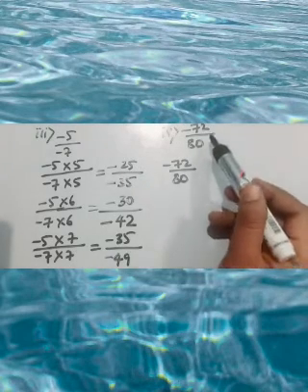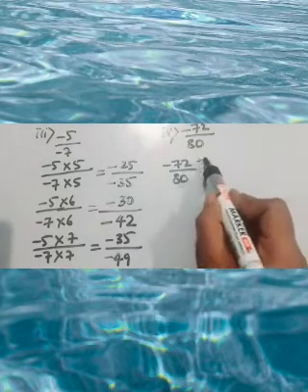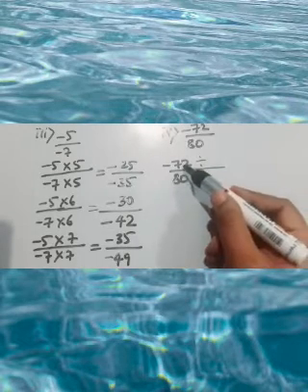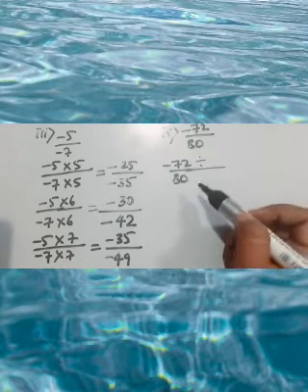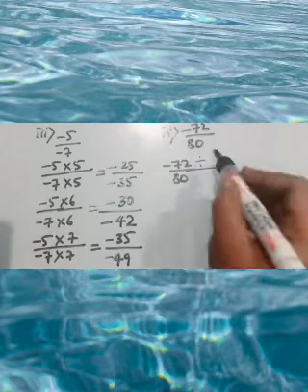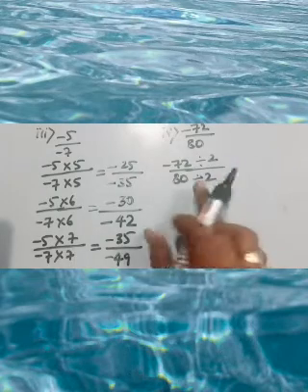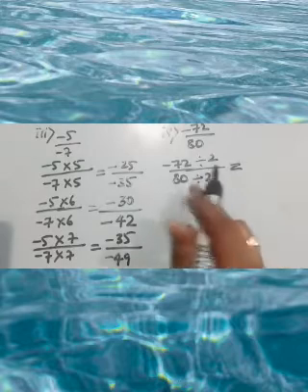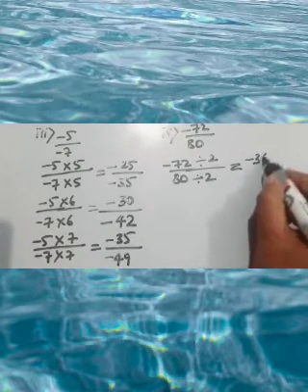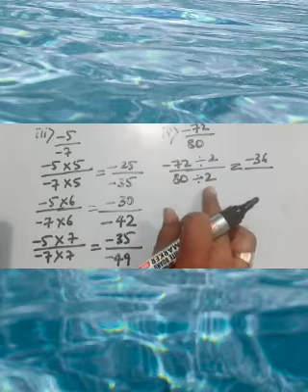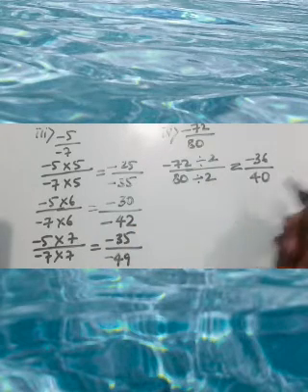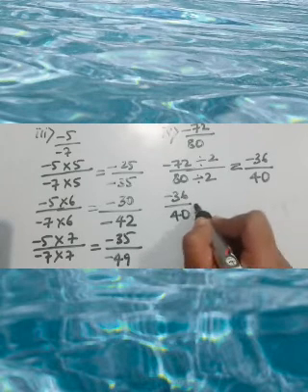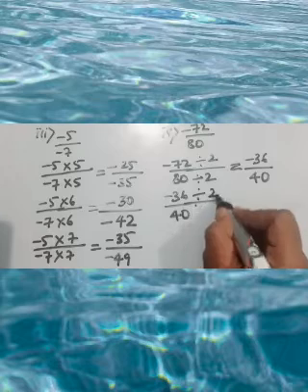Children, next is minus 72 by 80. Here I am going to divide minus 72 by the common divisor. 72 and 80, which is the common divisor we have, we can take it as 2. Therefore I divide here also with the 2. Minus 72 divided by 2 is minus 36 and 80 divided by 2 is 40. Then I take the rational number minus 36 by 40 and divide by 2 again.